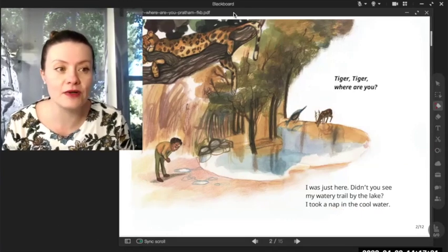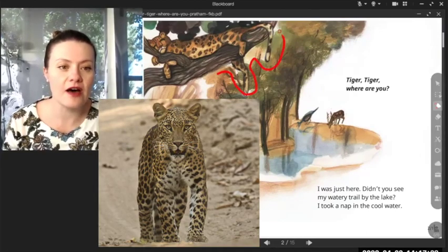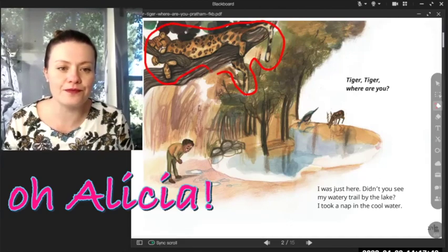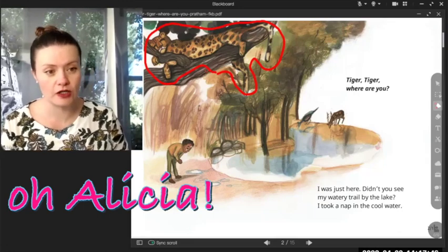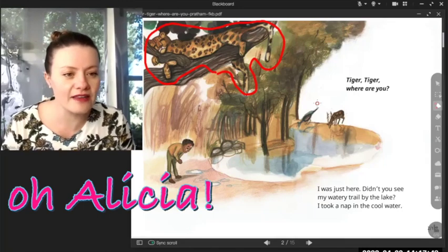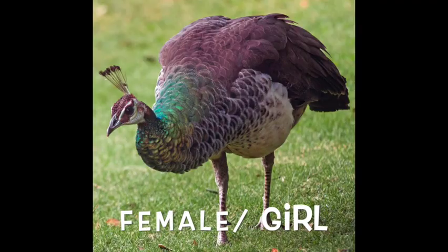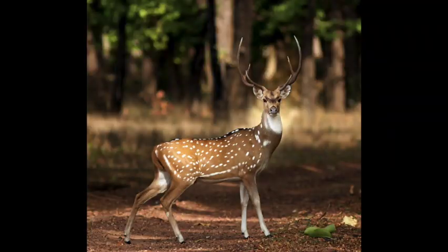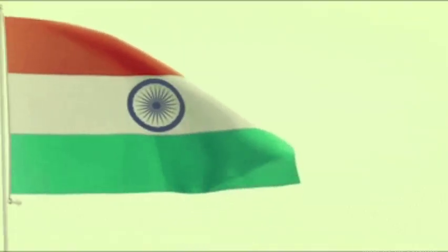Oh, let's see, what can we see here? Oh my gosh, you guys, look. There's a leopard. Wow. He's sleeping in a tree, so that's definitely not our tiger. Oh, and I think we have a peacock who's having some water. And a deer. I think this deer is called a chital because this story takes place in India.